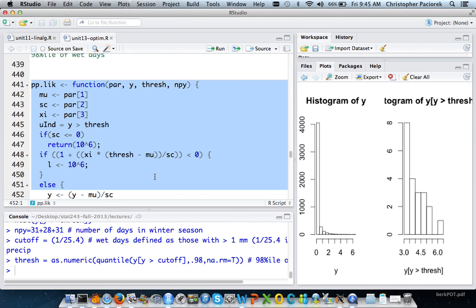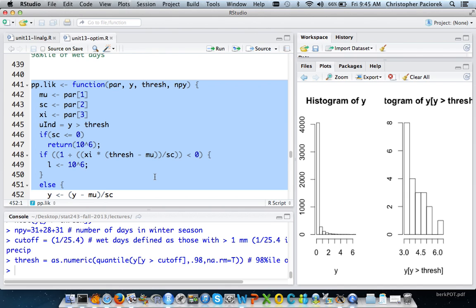And what does it look like? Well, it basically needs to take a single object as the first argument. That's going to be the parameter vector. And then these other things can be additional arguments. But then what I'm doing here, and it's often a nice thing to do from a coding practice perspective, is breaking apart the parameter vector and assigning the elements meaningful names. So there's the mu, the scale, and the shape, which is c.